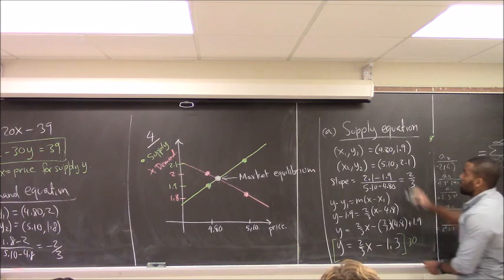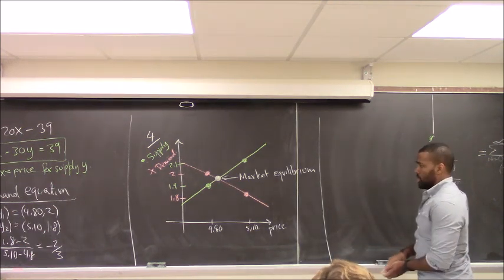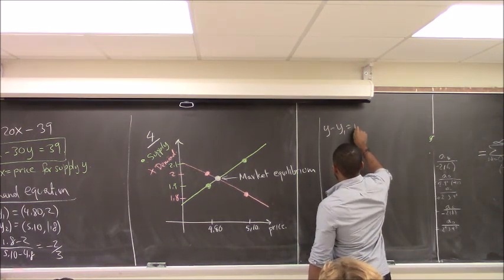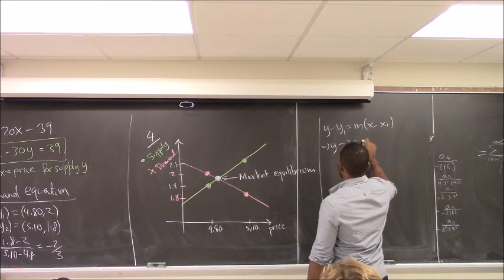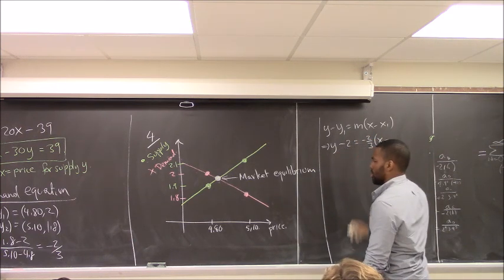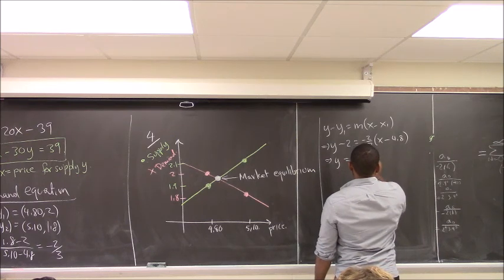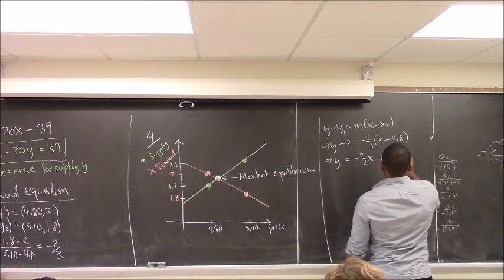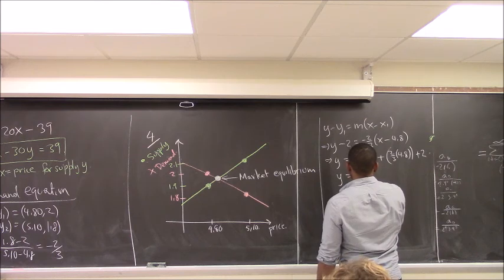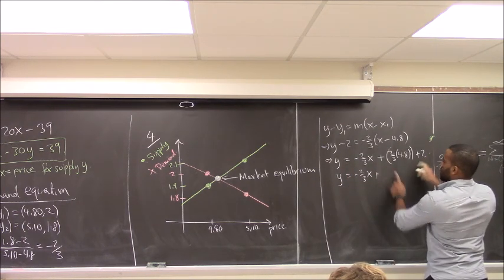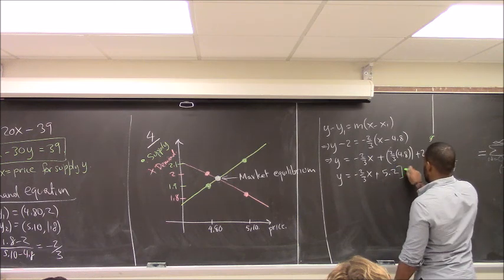So now I have y minus y1 equals m times x minus x1. Y minus 2 equals minus 2/3 times x minus 4.8. I would get then that y equals minus 2/3 x plus 2/3 times 4.8 plus 2. And this is 5.2. And again, multiplying by 30 seems like a nice thing to do here.